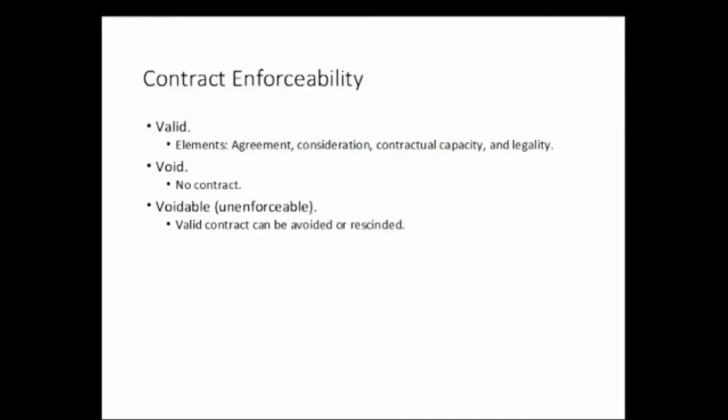In order for a contract to be enforceable, first it has to be valid. It has to meet all the elements we went over before. And the elements are agreement, consideration, contractual capacity, and legality, once again. It can be void, in which case there is no contract at all. If, for example, the contract was on something that was illegal, then that's basically void. Or voidable, in other words, a valid contract that can be rescinded in some way and thus is enforceable.